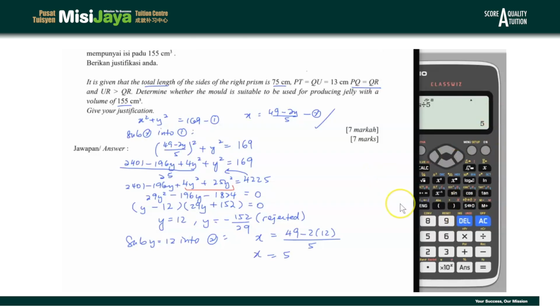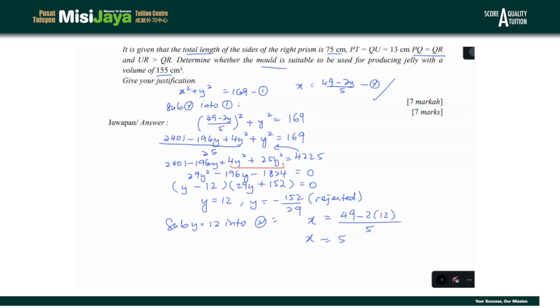Yeah? Okay, and then the question, we still haven't answered the question yet. Determine whether the mold is suitable to be used for producing jelly with a volume of 155 or not. So here is 155. So you have to make sure that it's 155. For this, yeah, okay, we're going to find the volume first. Okay, so the volume for the prism is half times base times height, right? So which is 5 times 12. We already got the value of x and y. Okay, and then after that, you times with the length of the prism, which is 5. Okay, so the length of the prism is 5.